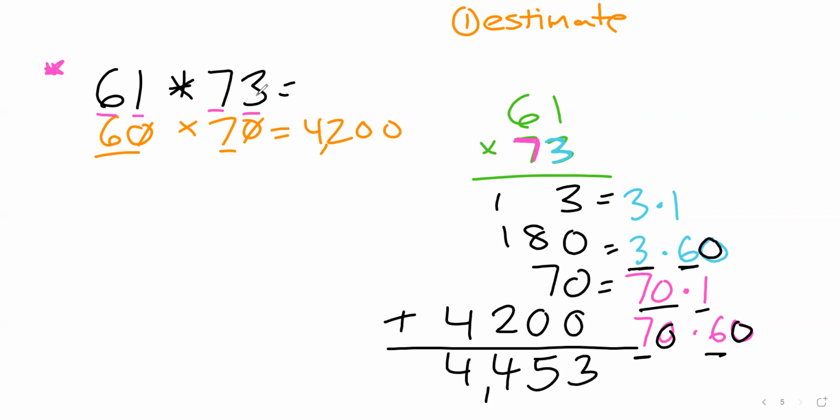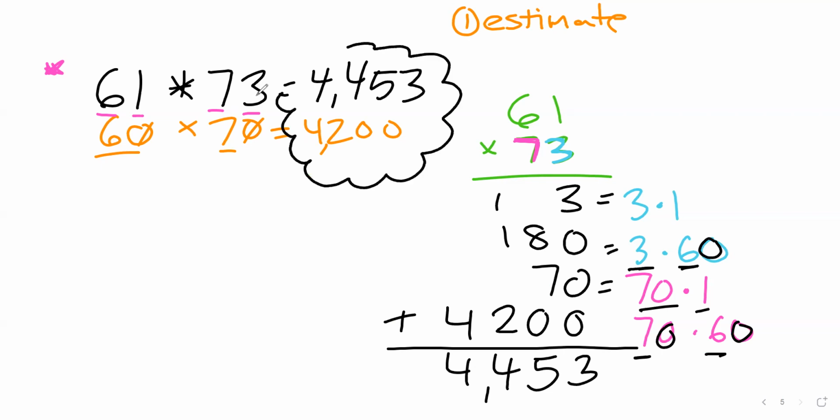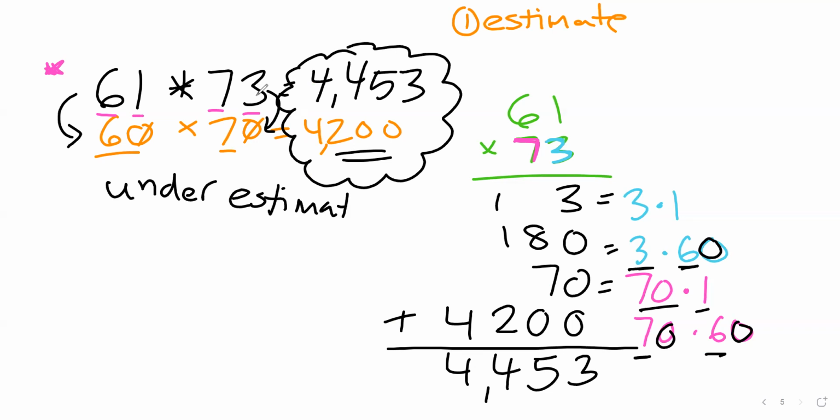So if we come up and write our answer, 4,453, there you have it. And if we check for reasonability, those look really close to each other. That makes sense. In fact, I rounded down and I rounded down. So this is an underestimation because my estimated value is lower than the real answer itself. Underestimation, I should say, not estimate. Okay, cool. So that's that.